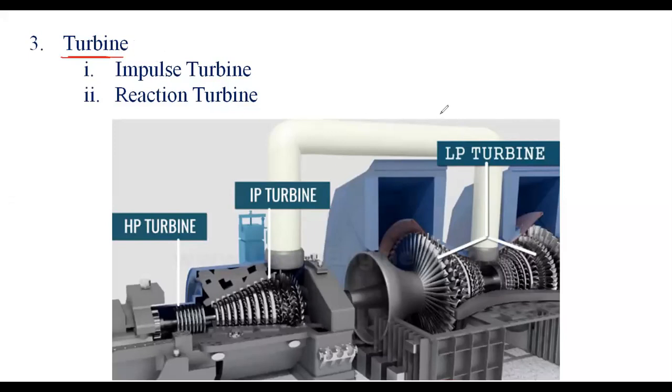Now the turbines are classified into two types. One is the impulse turbine, and the other is the reaction turbine. In the impulse turbine, the steam is completely expanded in the stationary nozzle and attains a high velocity. But in the reaction turbine, the steam is expanded only partially. That is, in the reaction turbine, no nozzles are available.